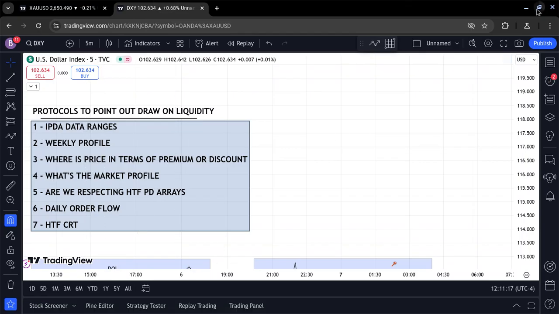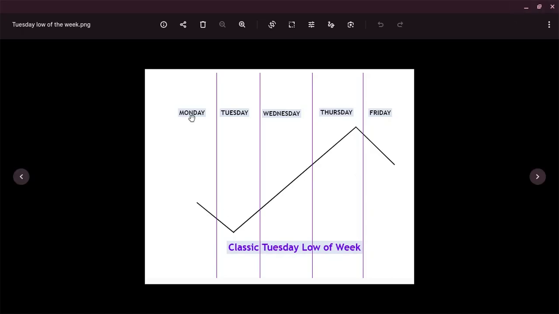So here we have Monday consolidation, classic Tuesday buy of the week, meaning low of the week. You're going to have to buy. There is a key level over here. Always you look for buys. All right, so this is your Tuesday low of the week.